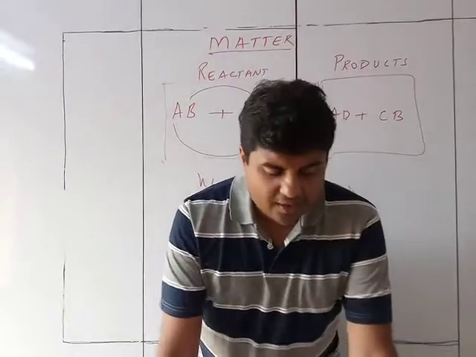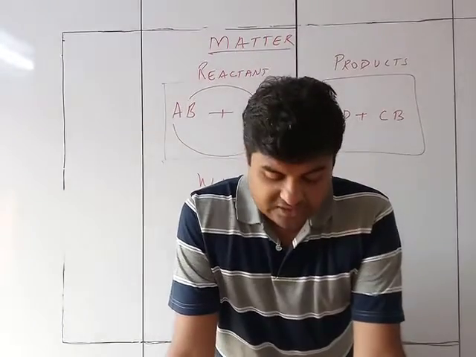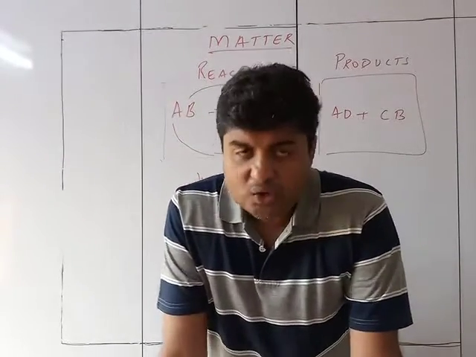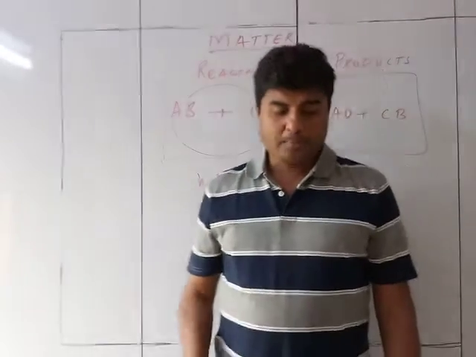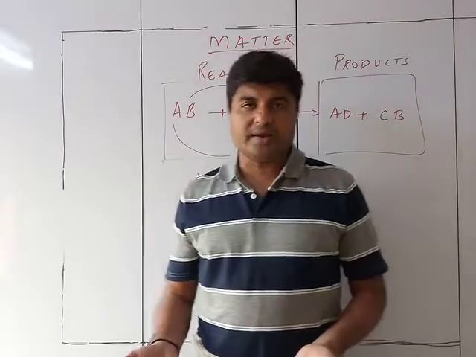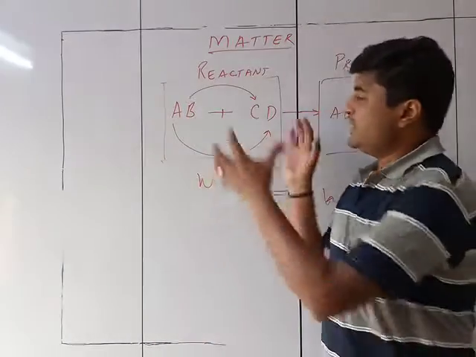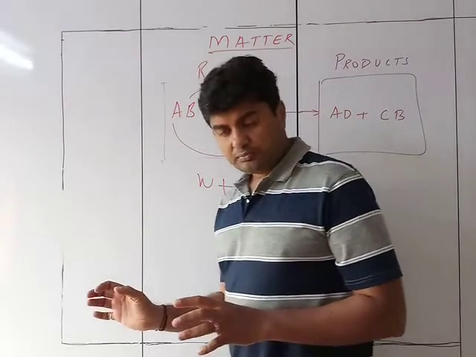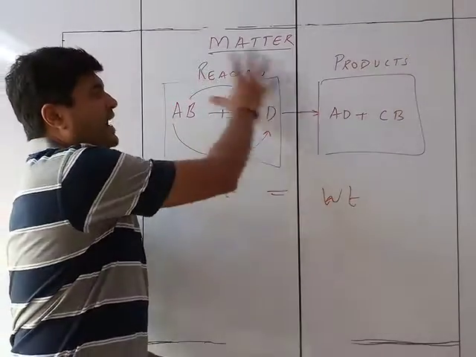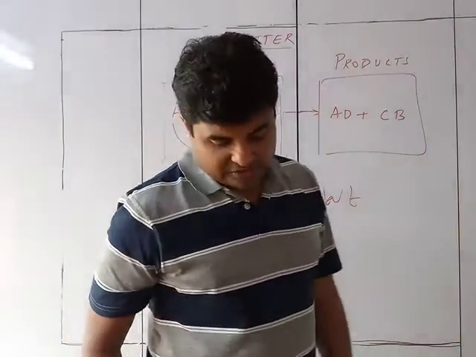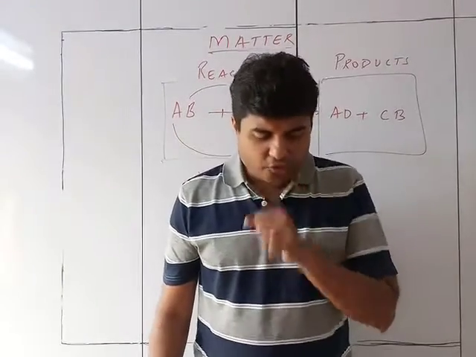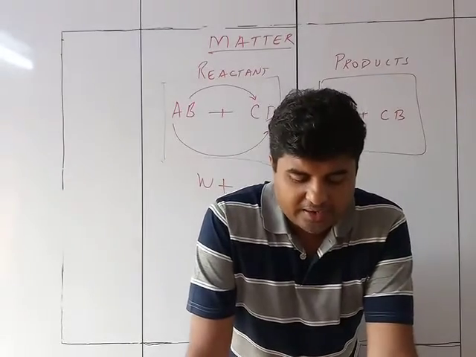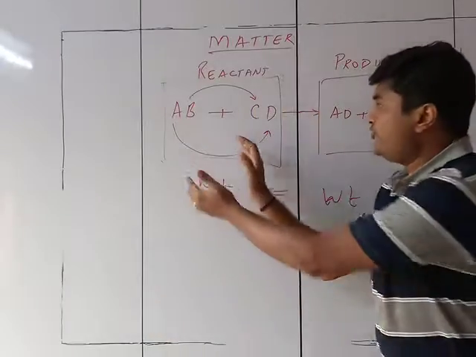The statement says that whenever a chemical change takes place, the total mass of the reacting substances is exactly equal to the total mass of the products, provided masses are measured under similar conditions. It should not happen that this is under pressure and this is not under pressure. We are measuring everything under similar conditions. In that case, the total mass of the reactants will be the total mass of the products. It can also be put forth as matter can neither be created nor destroyed during a chemical reaction but changes from one form to another.